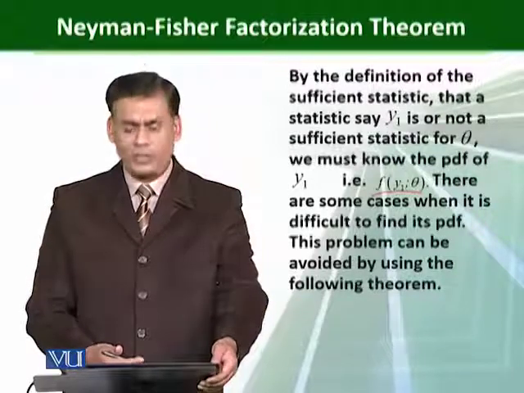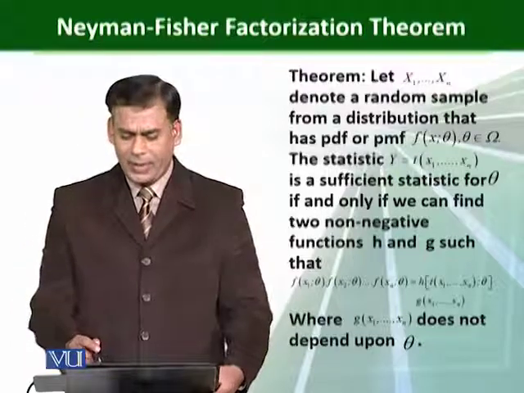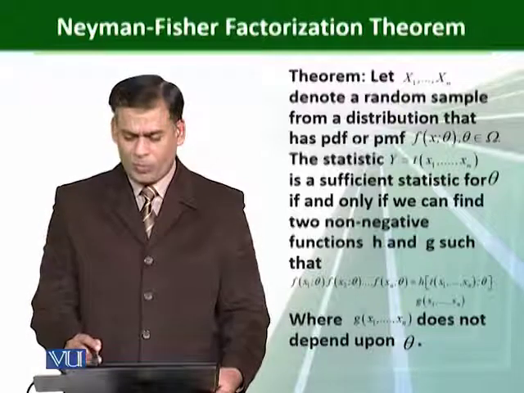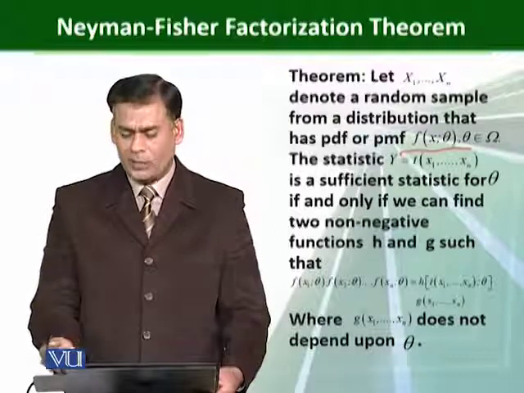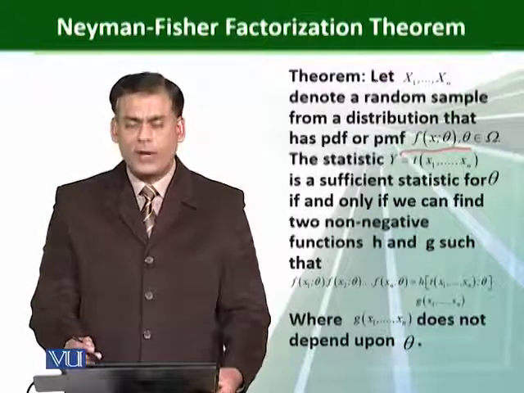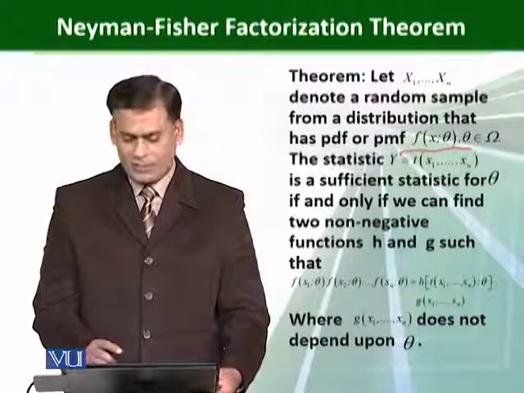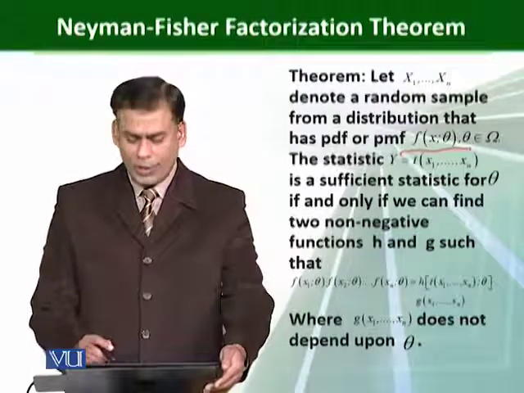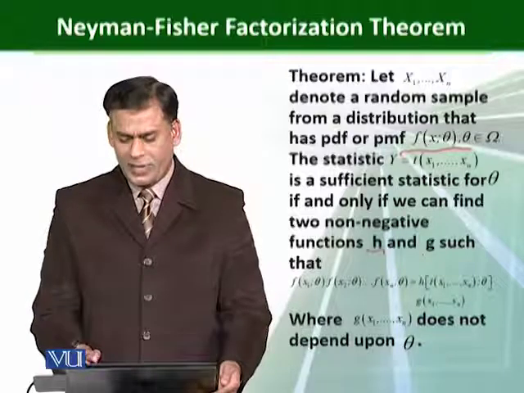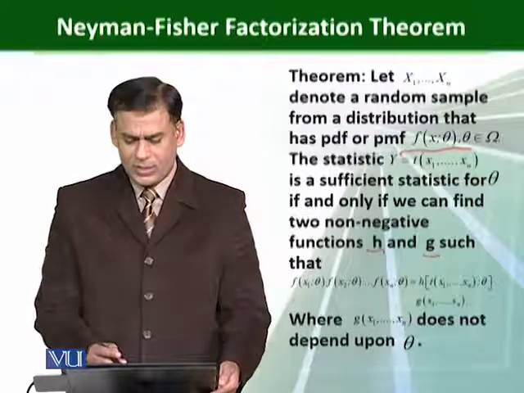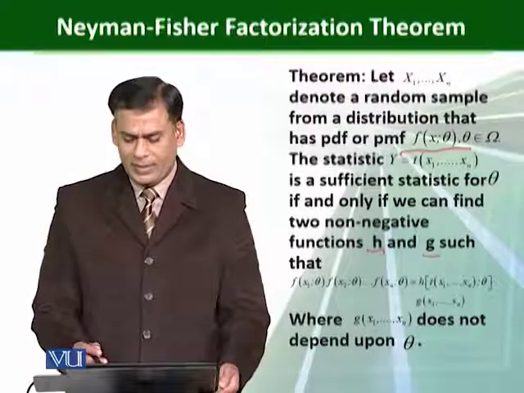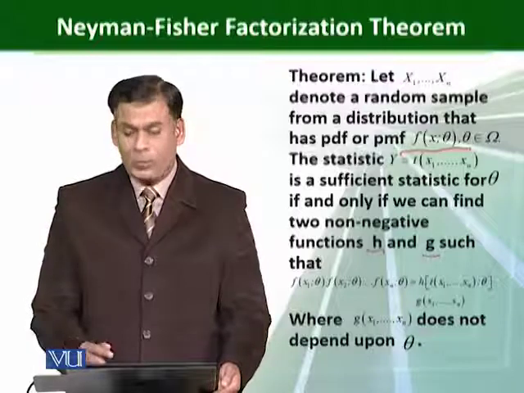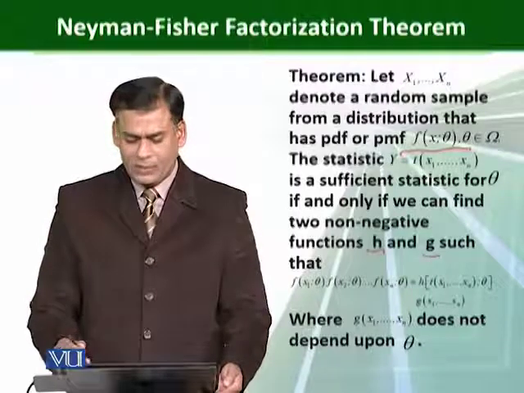So the statement of this theorem is: let x1, x2 up to xn denote a random sample from a distribution that has the probability density function or probability mass function f of x theta, where theta belongs to its parameter space. The statistic y, that is t of x1 up to xn, is a sufficient statistic for theta if and only if we can find two non-negative functions denoted by h and g such that the joint distribution f of x1 up to xn can be represented as h of t of x1 up to xn, theta, into g, which is a function of x. So we can see that here g is free from theta.